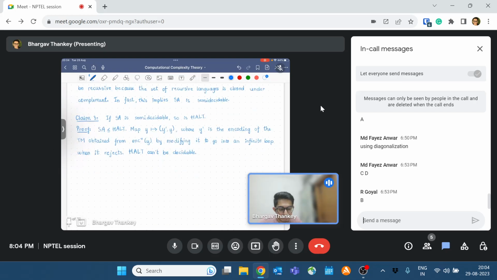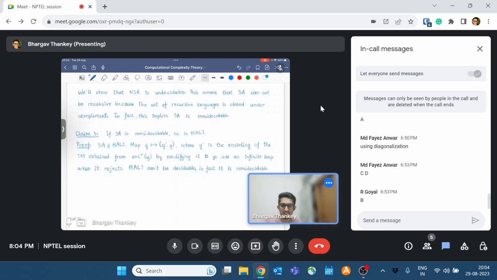Okay, but why is halt semi-decidable? Because there is an algorithm for halt, right? Take y, take x, look at which Turing machine is encoded in y, and run x on that Turing machine. If it halts, it halts. If it doesn't, it doesn't matter, because we're only interested in semi-decidability. So is this fine? Why is halt semi-decidable, if it's not decidable?